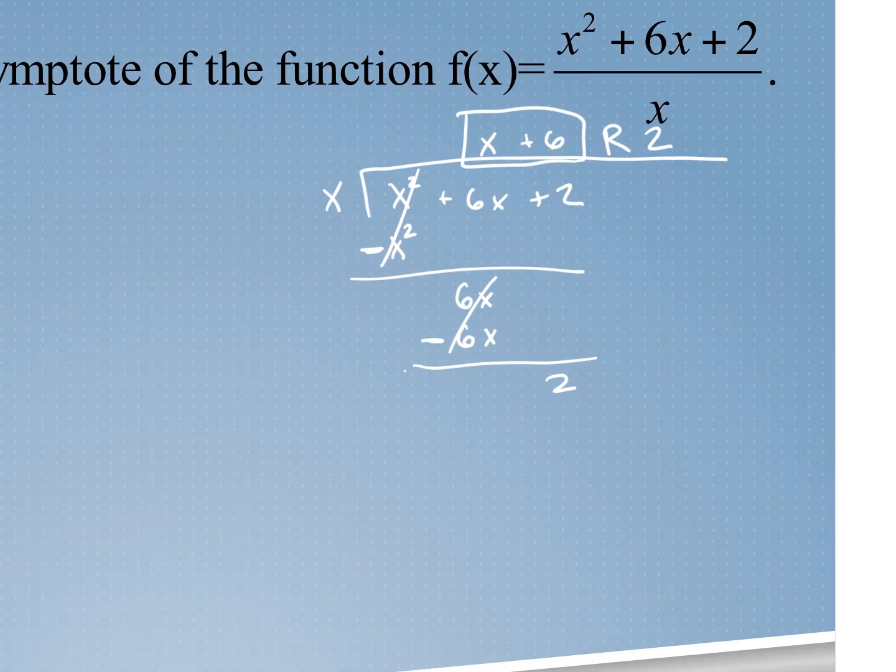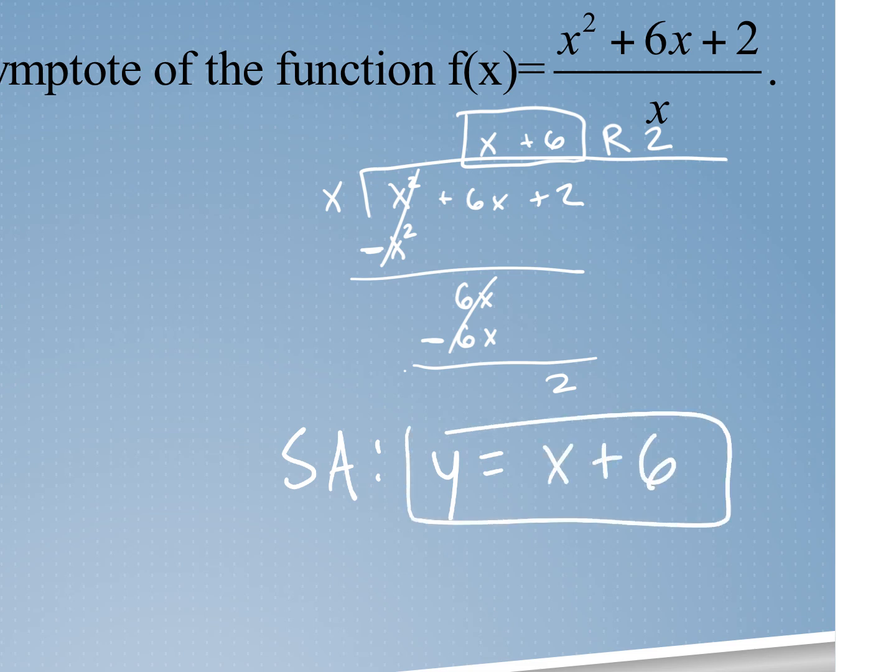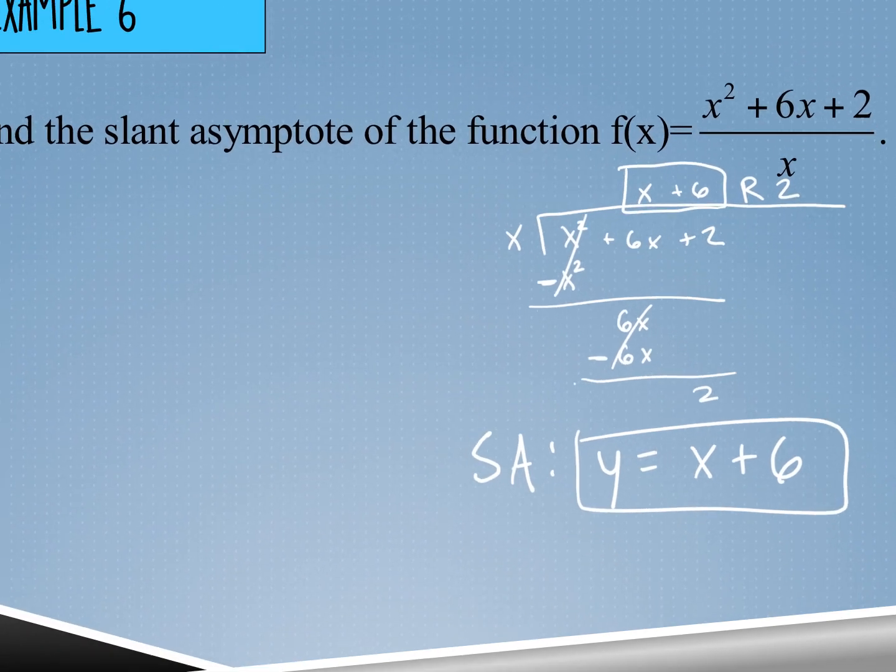So my slant asymptote, SA, would be y is equal to x plus 6. Oh, so it's that whole thing. And it has to be y is equal to that, because it's an equation of a line. Your slant asymptote is some slanted line.